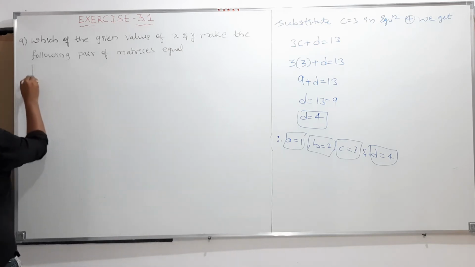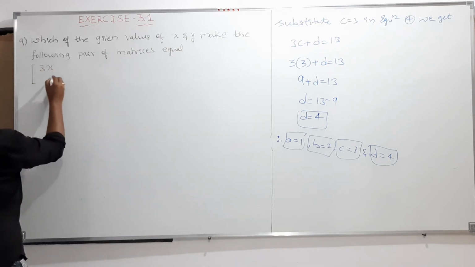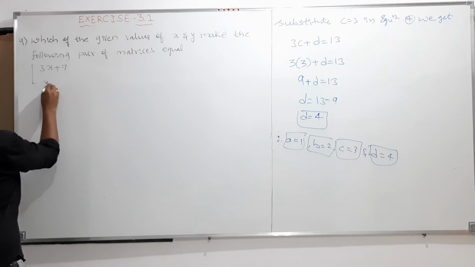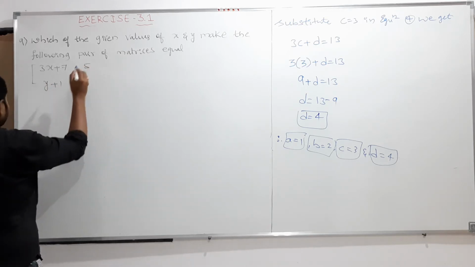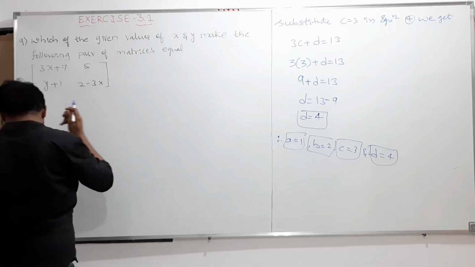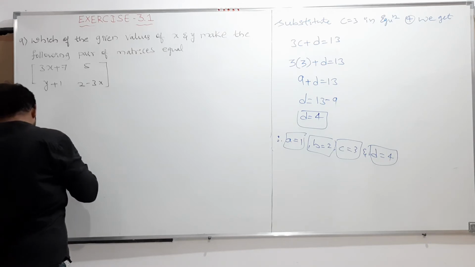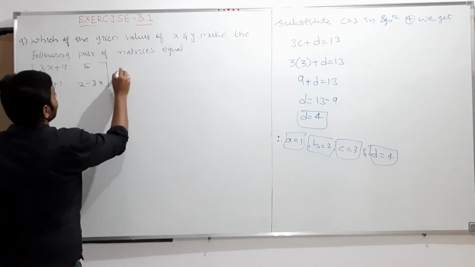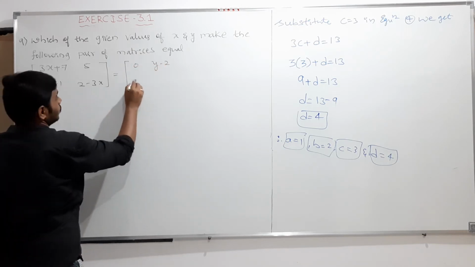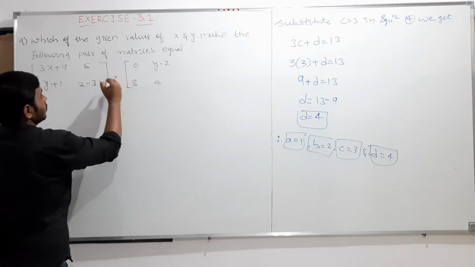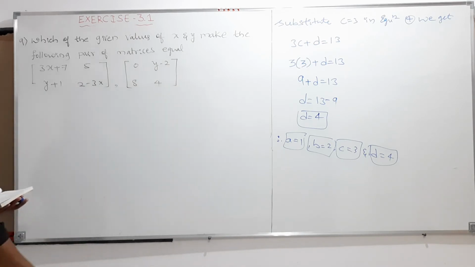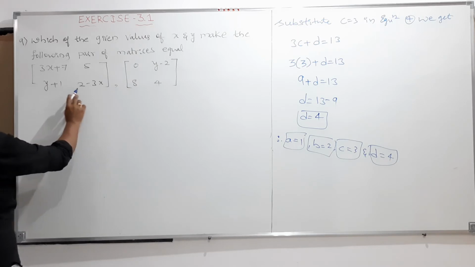and the given equations, these are the matrices: 3x plus 7, 5, y plus 1, 2 minus 3x, and next 0, y minus 2, 8, 4. These are the 2 matrices they gave to you.